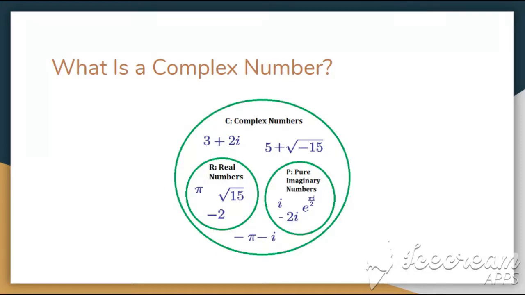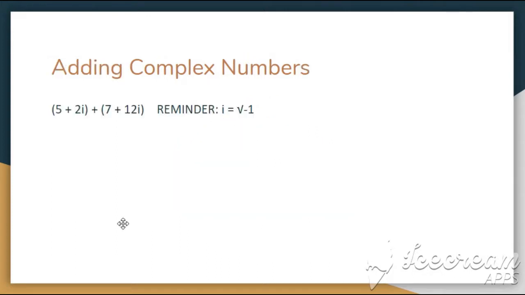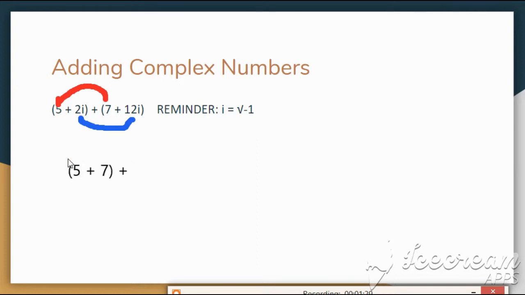So now that we know what a complex number is, let's use it in an addition problem. In this case we have 5 plus 2i plus 7 plus 12i. Now remember, as I said previously, i is equal to the square root of -1. So in order to add, all we simply have to do is combine like terms together. So the real number and the real number, 5 and 7, and the imaginary number and the imaginary number, 2i and 12i. If we write this out, by putting the like terms together, we would get 5 plus 7 plus 2i plus 12i.